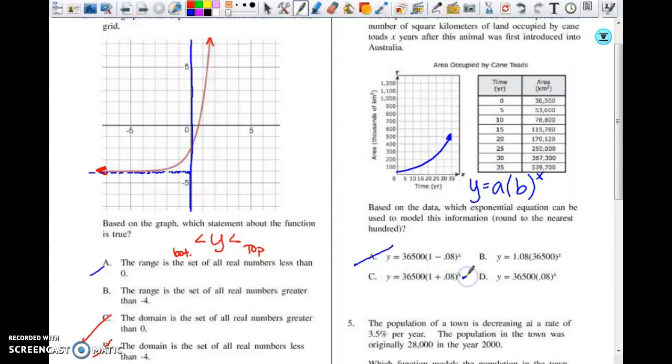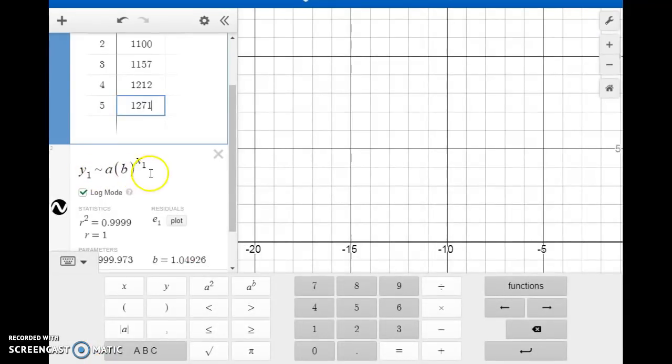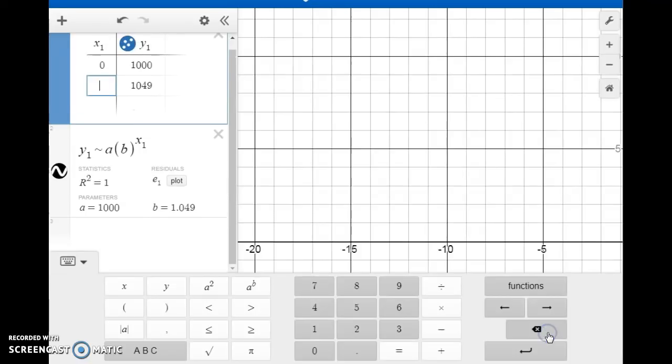That checks off. This number, is it bigger than 1 or less than 1? It's less than 1. So this one doesn't work because I'm a growth, and anything less than 1 tells me I'm a decay. This one, is this number bigger than 1? Yeah, it's really big. That doesn't look right. It's a little too big. But just to make sure, I'm still going to go in and put your points in. So once you have this equation in, leave it there. Just erase your table.